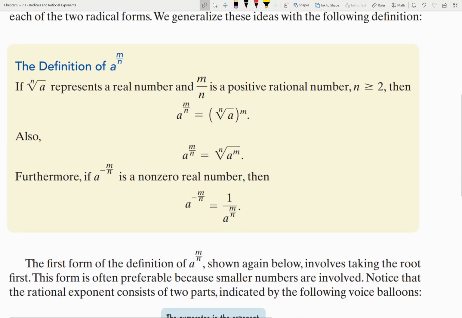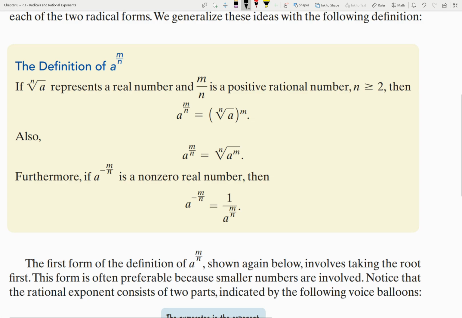Okay. So again, our formal definition here: if the nth root of a represents a real number and m over n is a positive rational number, greater than or equal to 2, then a to the m over n power is equal to the nth root of a to the m, or with the m underneath. Okay. And again, all of our properties of exponents hold. So if you have a negative exponent, it just means it goes to the bottom of a fraction.